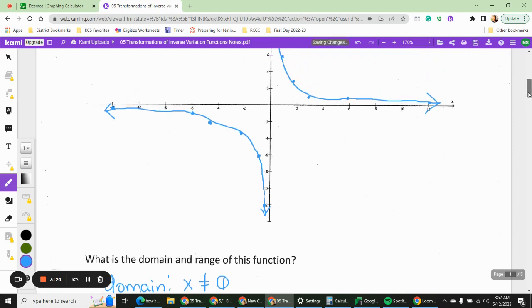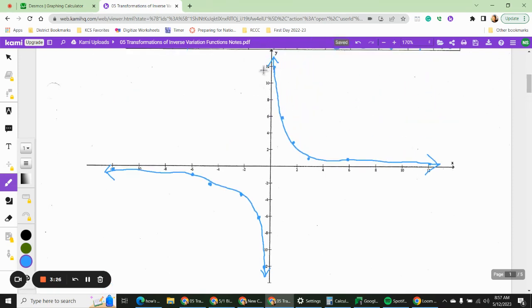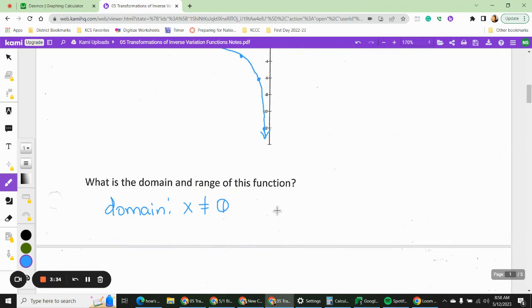Now, similarly, for this graph, the y value never gets to 0. It doesn't touch 0. So I'm going to say the range is all real numbers except for 0. So y can be all real numbers except for 0. And as we do these types of graphs, you'll see this over and over again. Basically, the domain and range are set up at the asymptotes.